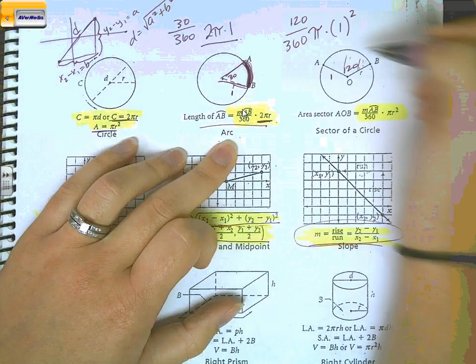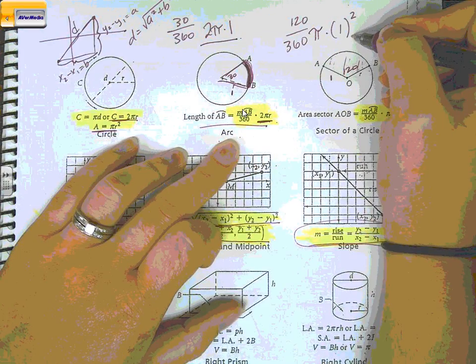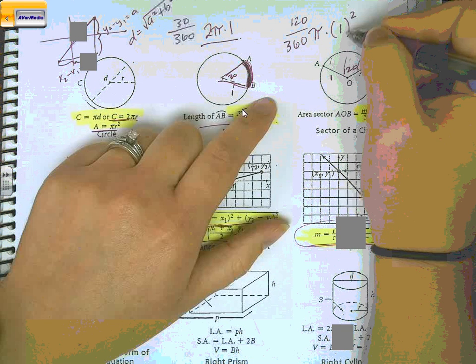To do the area of a sector of a circle, you do the angle out of 360 times the area formula, which is pi r squared. So if you know the area and circumference formulas, these two are just an extension of those two formulas.